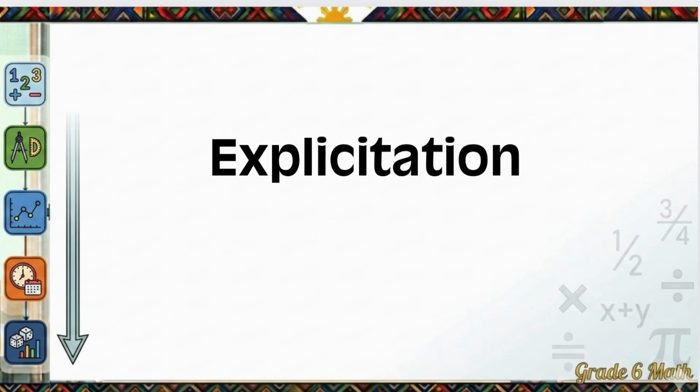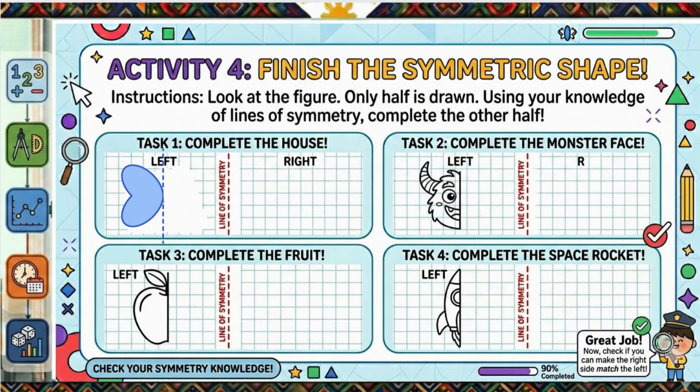Explicitation. Activity 4. Look at the figure. Only half is drawn. Using your knowledge of lines of symmetry, complete the other half.